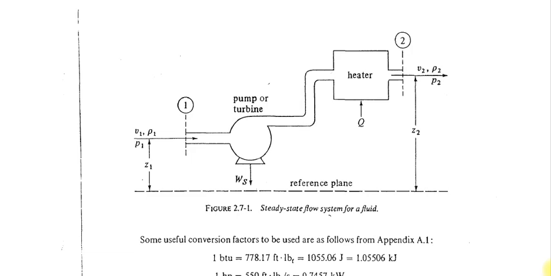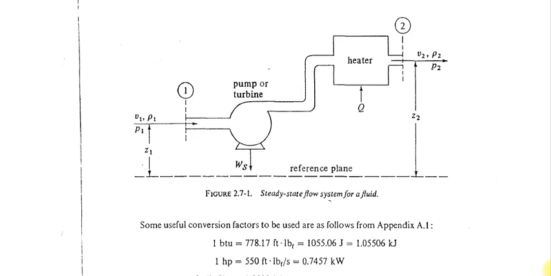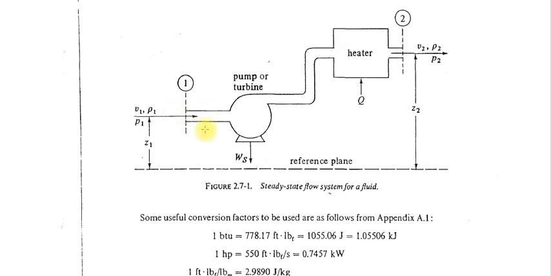Now suppose this is the problem. Here fluid is entering from here. This is an open hydraulic system. Here this is point 1, this is point 2. Fluid is entering from point 1, V1 is the velocity of the fluid, ρ1 is the density, P1 is the pressure. Fluid is leaving from here, V2 is the velocity, ρ2 is the density, P2 is the pressure.